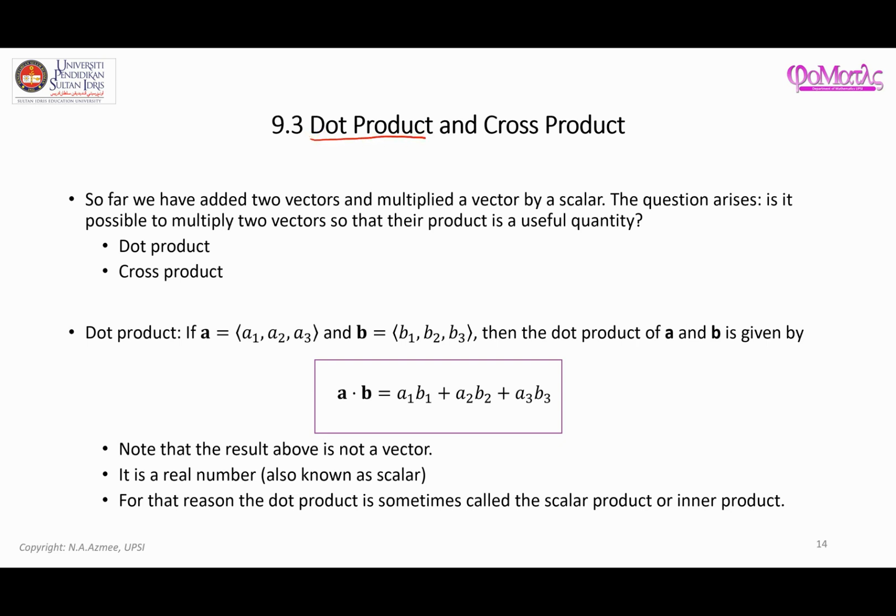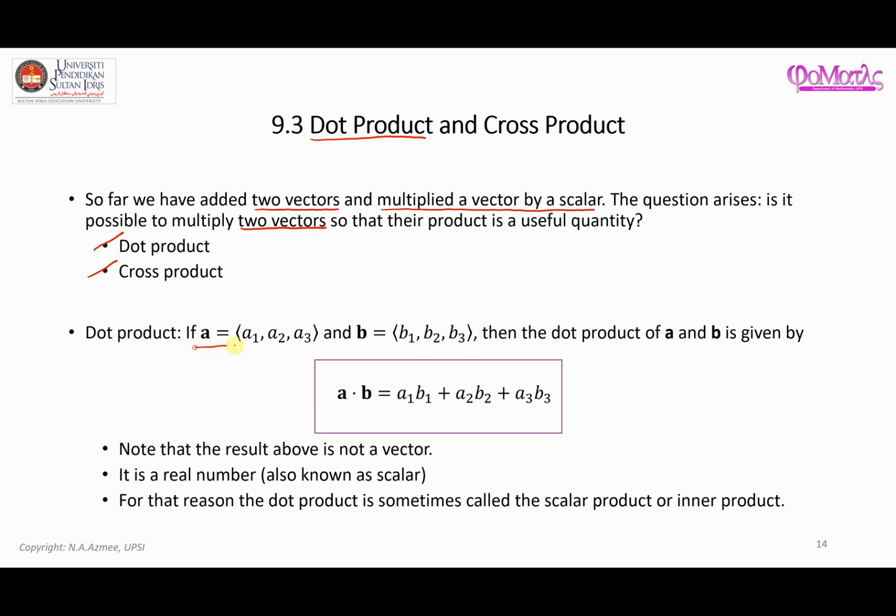In this video, I'm going to give an introduction to the idea of the dot product and some of its properties. So far we have added two vectors and we have multiplied a vector by a scalar. So the question arises whether it is possible to multiply two vectors so that their product is a useful quantity. The short answer is yes, and there are two types of multiplication here, which are the dot product and the cross product.